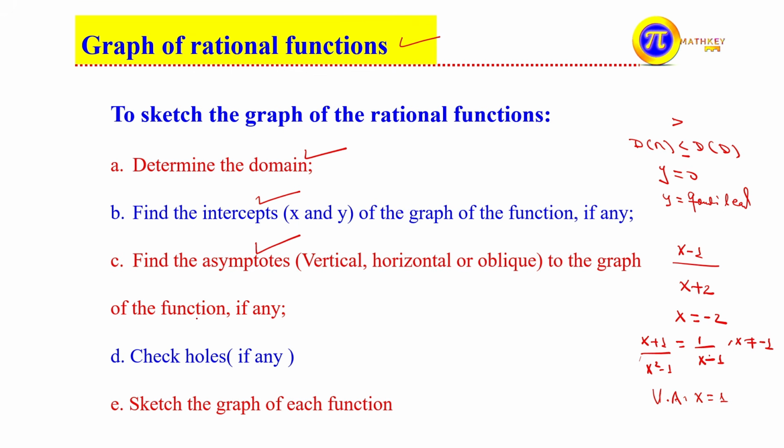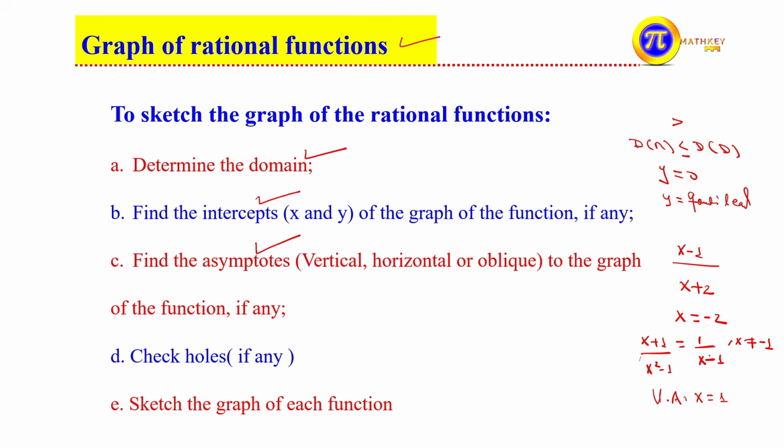The next one, check holes. That means if I have a common factor in both numerator and denominator, in that case check for holes. That hole means the function is not defined at that point and the graph also doesn't contain that point. One point consists አያደርግም ማለት.